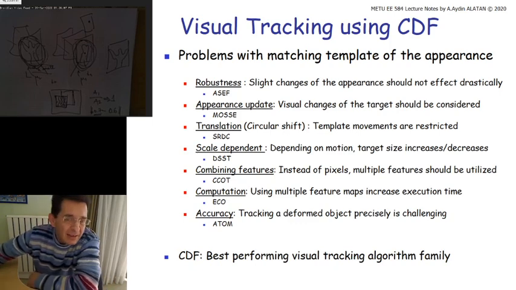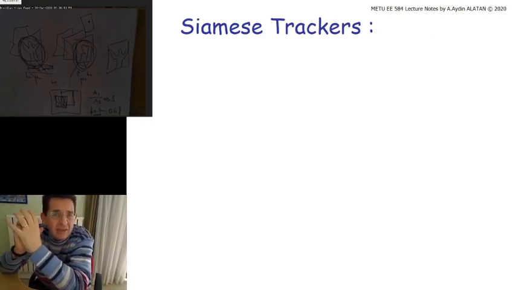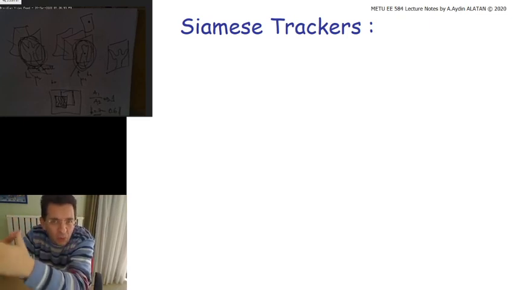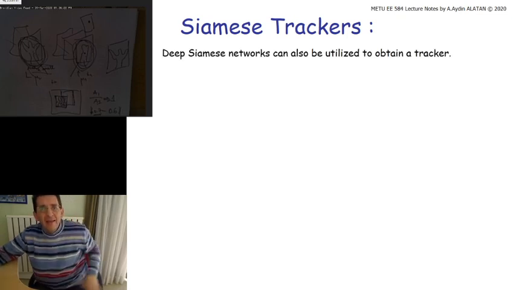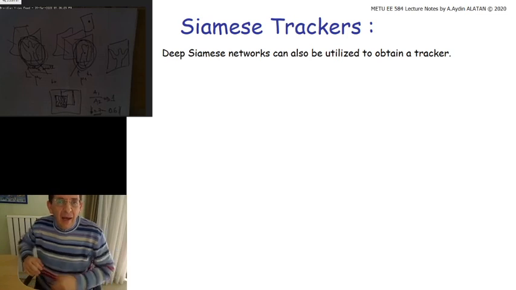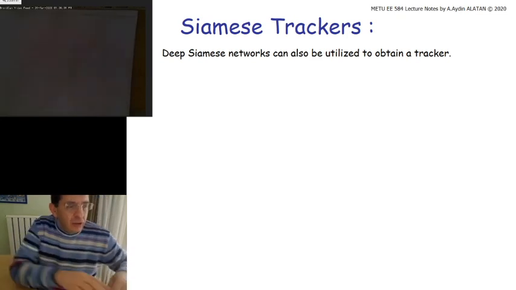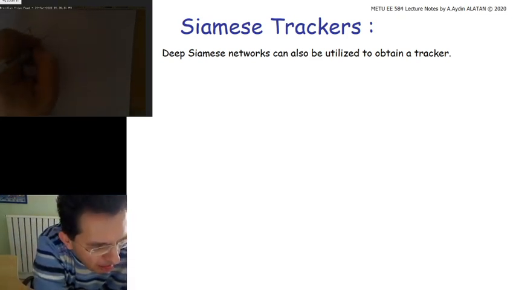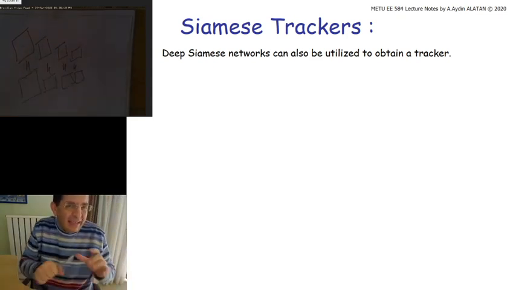Yet, there is still one contender tracker class called Siamese trackers, which is improving in a way, or at least competing with them. I'm going to just talk about these things shortly. The Siamese trackers are a group of deep networks where two networks, okay, these are our convolutional layers, are basically connected to each other. The weights are exactly equal to each other.